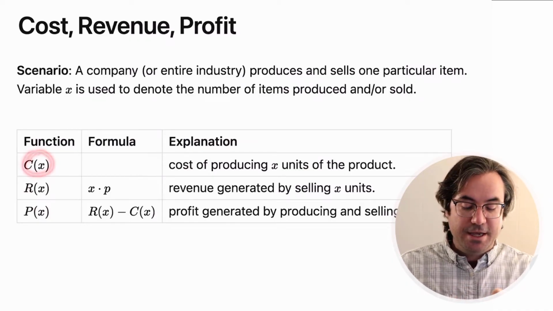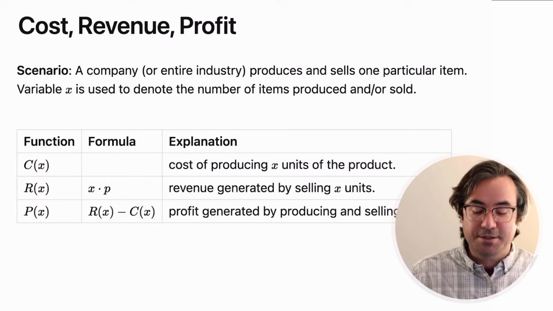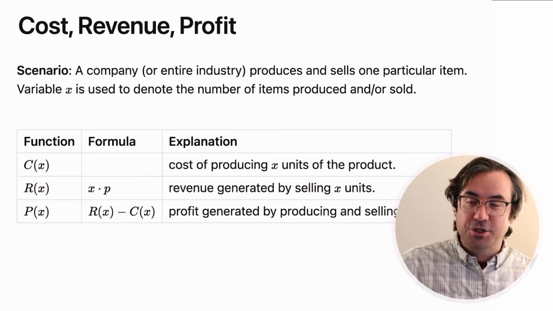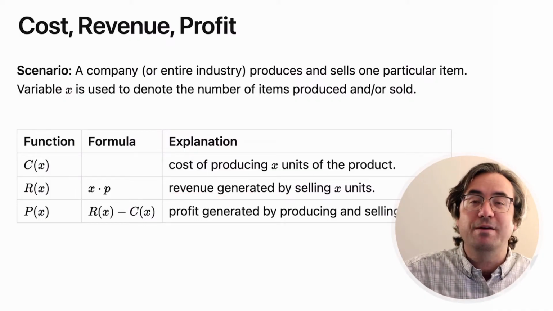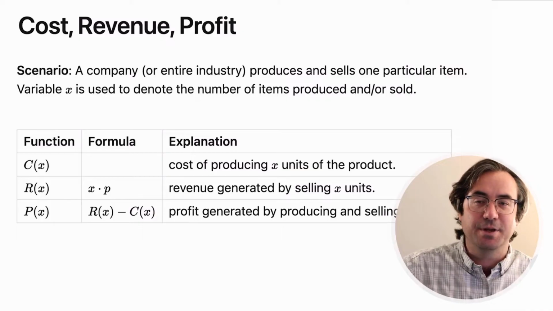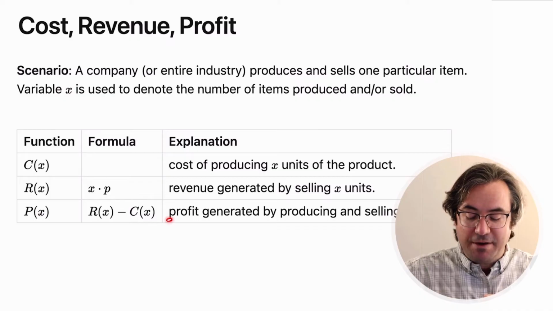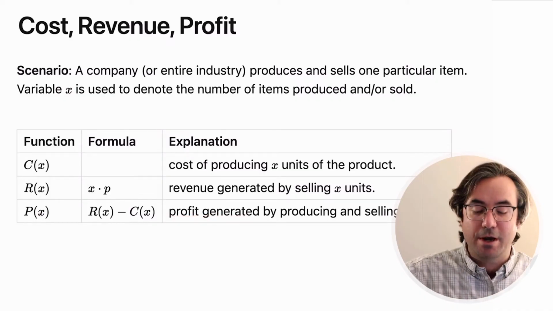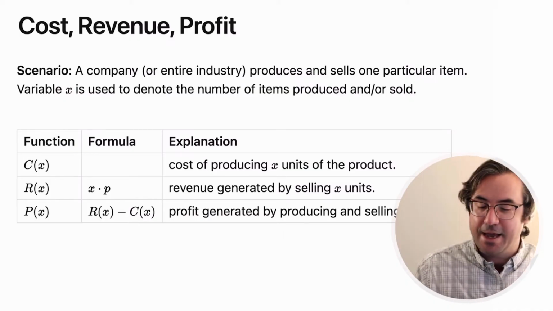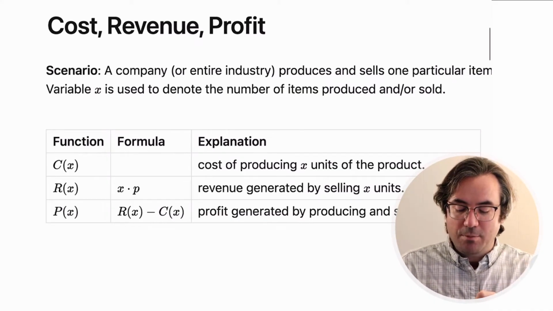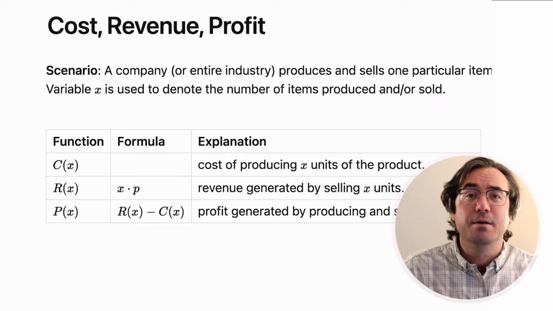The cost function is the cost of producing X units of our product. The revenue function, R of X, tells us how much revenue is generated by selling X units. And our profit function tells us what profit we generate by producing and selling X number of units. We'll talk more about the formulas for how to calculate revenue and profit.